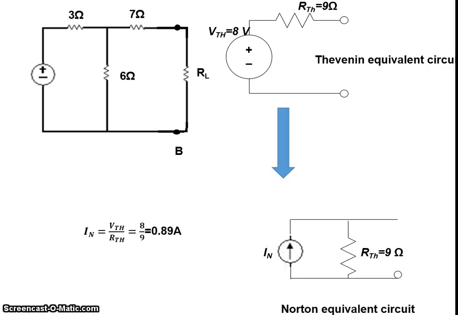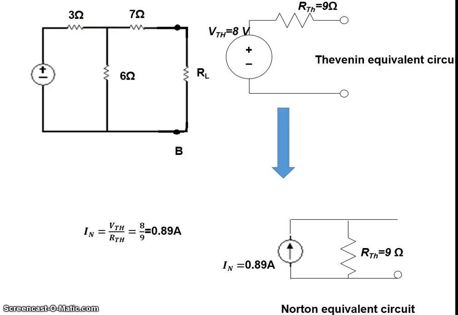In order to find out the value of this current source, we just need to do Ohm's law. I is equal to V over R. V is the 8 volts and R is 9 ohms. That gives you the current value equal to 0.89 ampere. So that gives the Norton's equivalent circuit representation.